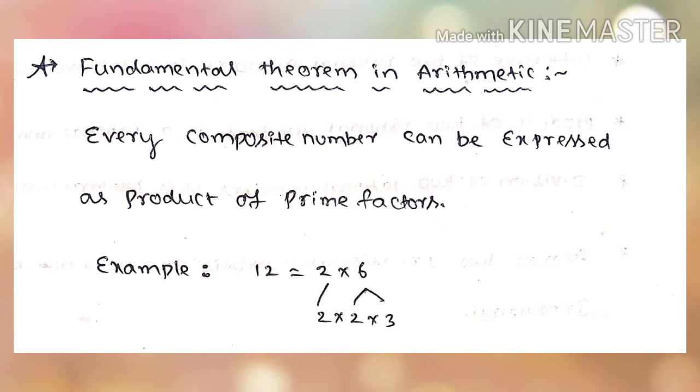The fundamental theorem of arithmetic. Every composite number greater than 1 can be expressed as a product of prime factors. Suppose we take 12, you can write it as 2 into 6. Again 6 can be written as 2 into 3. So finally 12 we can write as 2 into 2 into 3. Here 2 and 3 are prime numbers. So any composite number can be expressed as a product of prime numbers. This is the fundamental theorem of arithmetic. Well, let's go to the next slide.